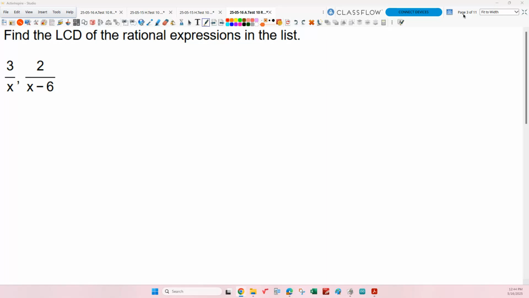Okay. What's the LCD of this one? Least common denominator. X is one factor. What's the other factor? Yep. So the LCD is x minus 6.